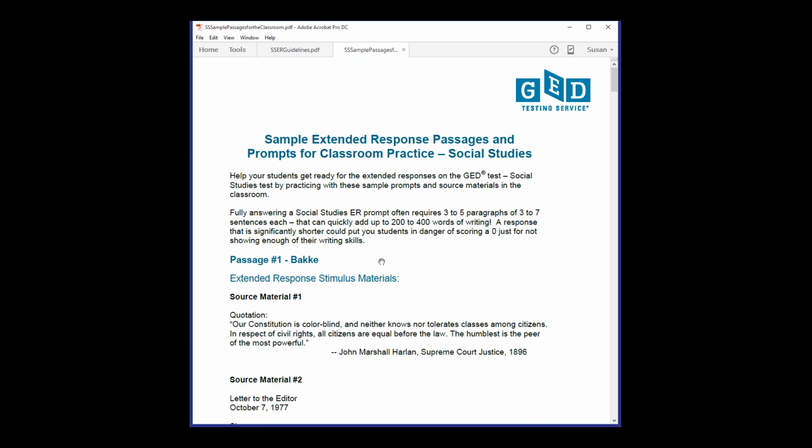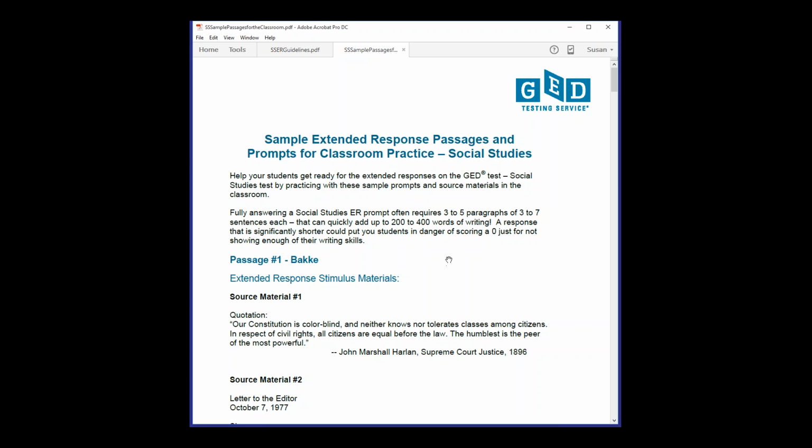One thing I want to point out to you on this particular one, notice that it says here that the Social Studies ER prompt often requires 3 to 5 paragraphs, and it can quickly add up to 200 to 400 words of writing. One thing we want to make sure that students do is that they don't focus on the number, but they understand it takes more than a paragraph to do an extended response. That the student is going to need to work through, identify the enduring issue, make the connections, explain why, and you just can't do that in 1 or 2 paragraphs.